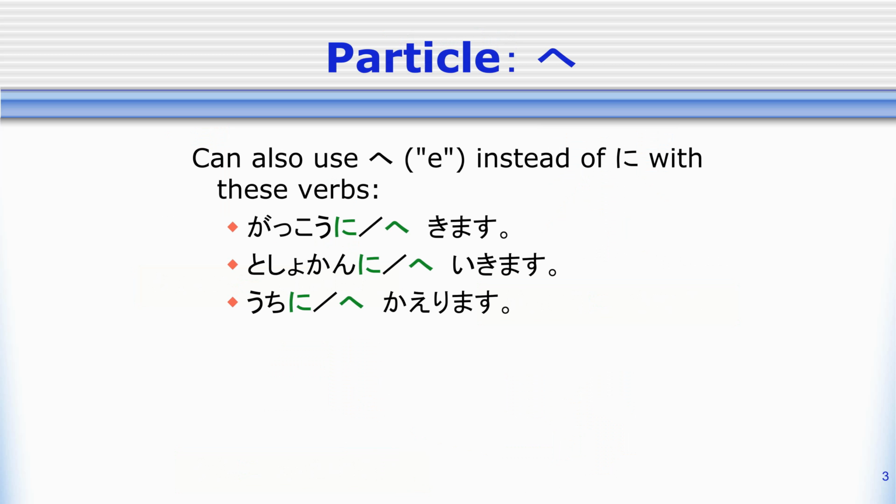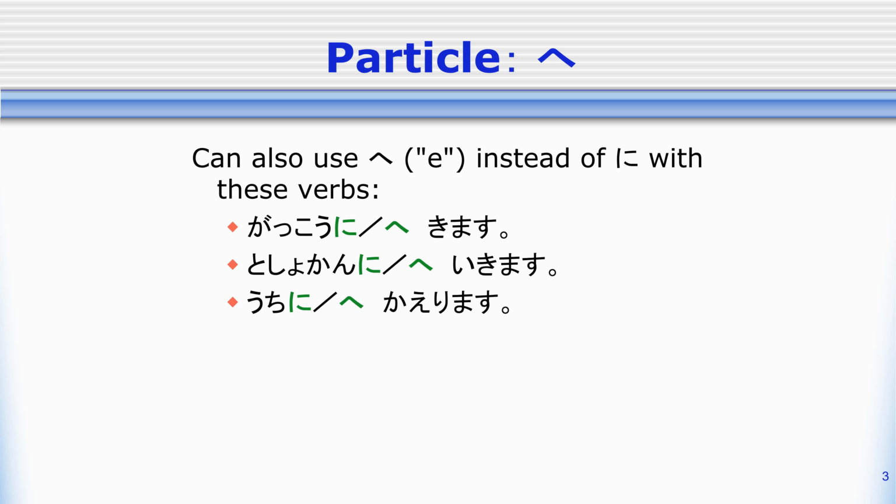We also have another similar particle. This is another one of our weird spellings. It's written with the hiragana he, but it's pronounced e, just e. We can use this particle instead of the ni if we want to talk about going to a place. So, for example, we can say 学校に来ます or 学校へ来ます. Both are exactly the same.